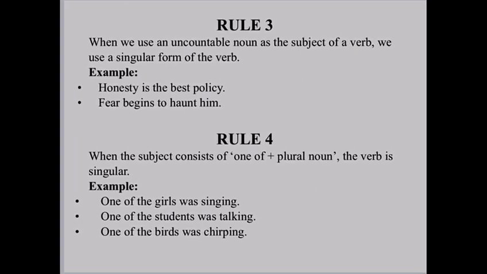The next rule is, when the subject consists of one of plus a plural noun, the verb is singular. Example, one of the girls was singing. Here when we say one of the girls, it is talking about one particular girl, which is a singular form. Therefore, the verb used here is also singular.